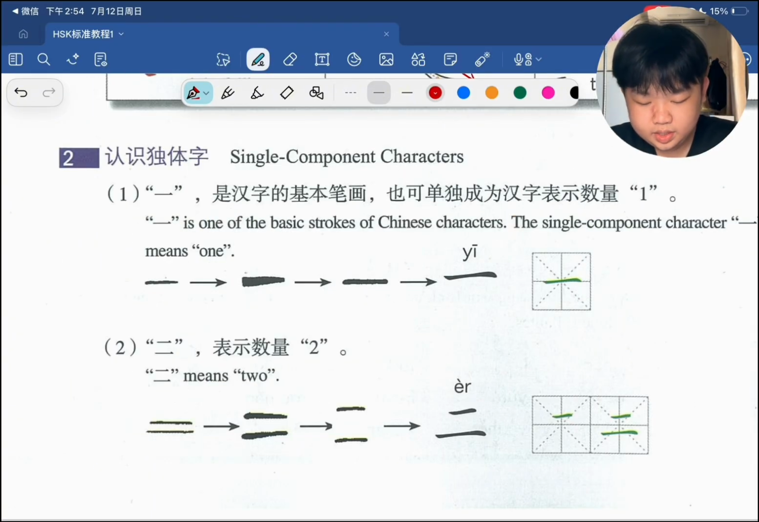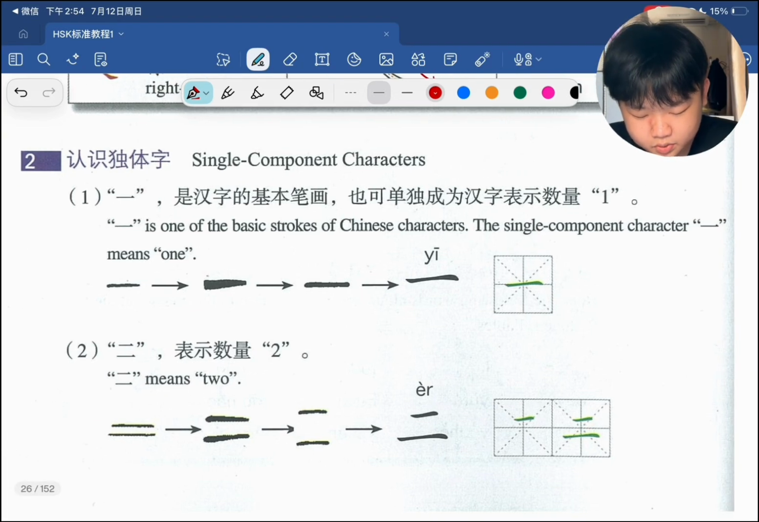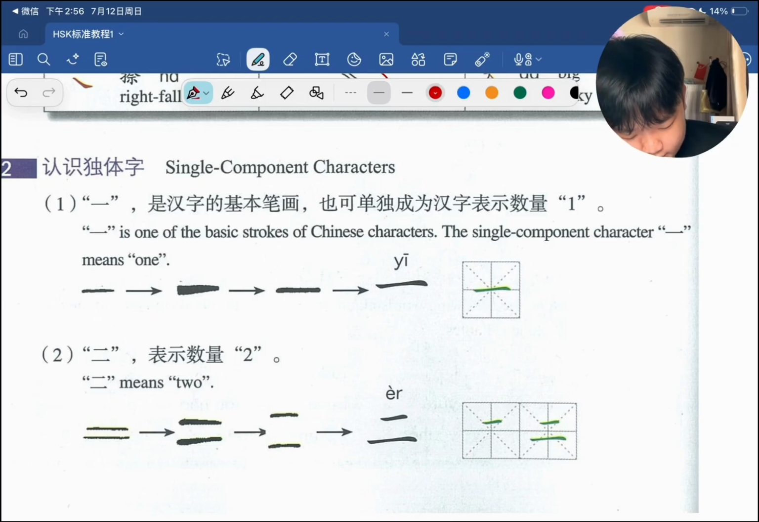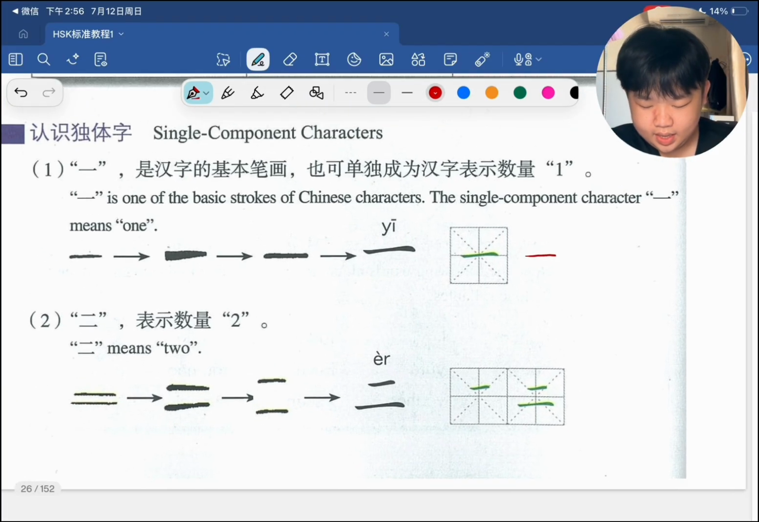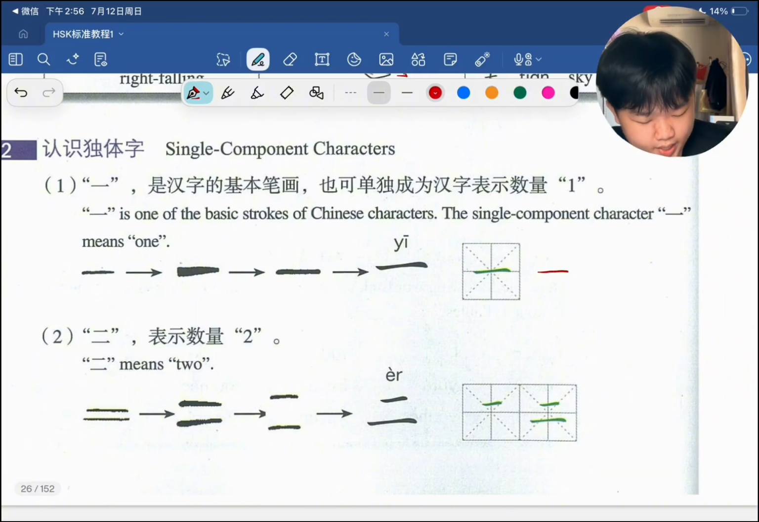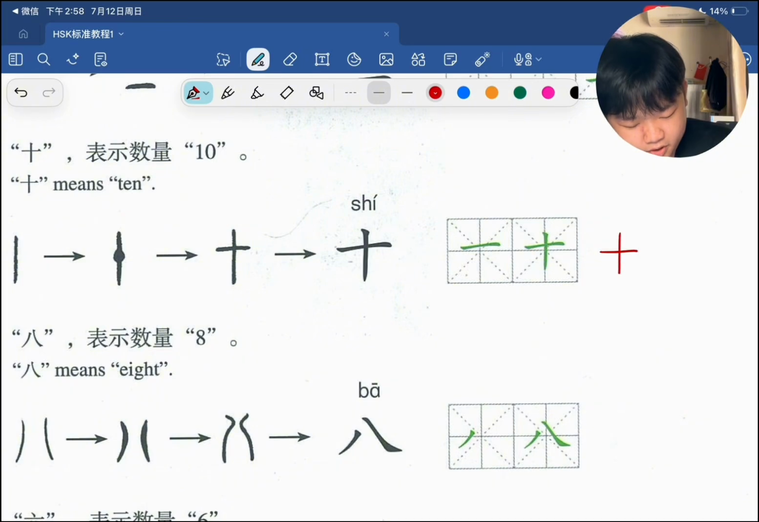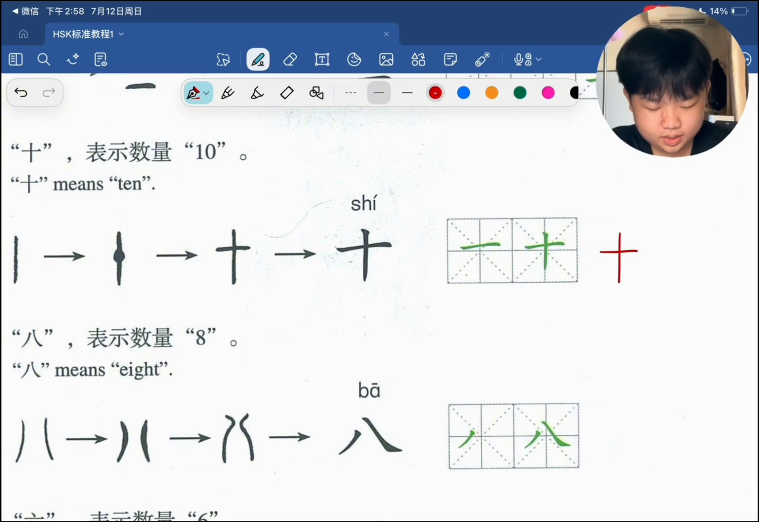And then let's learn some single component characters. Yi is one of the basic strokes of Chinese characters. The single component character yi means one. Yi means one, so it has one horizontal like this. Er means two, so it has two horizontals. The upper one is shorter than the lower one. Shi means 10. First horizontal and then vertical. Just like a cross, okay?